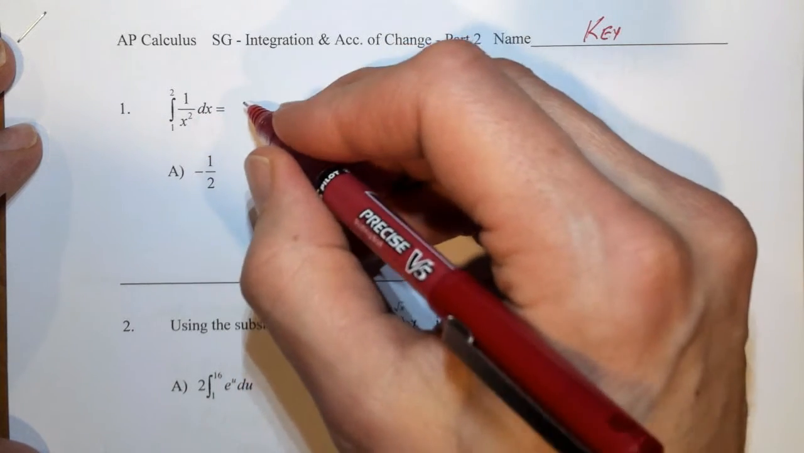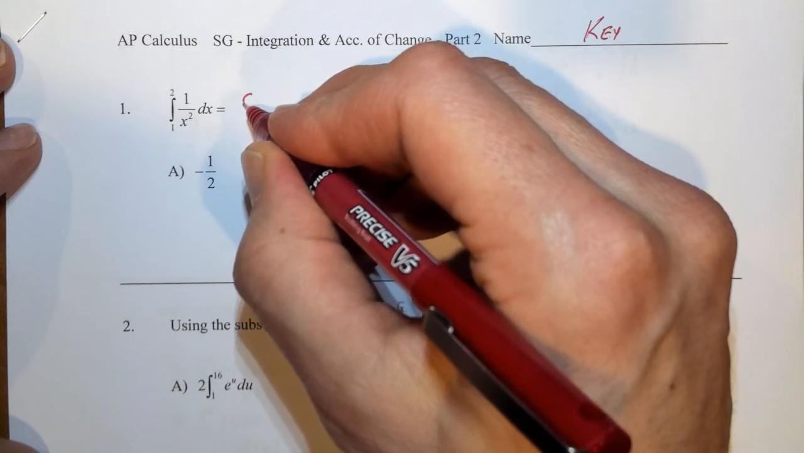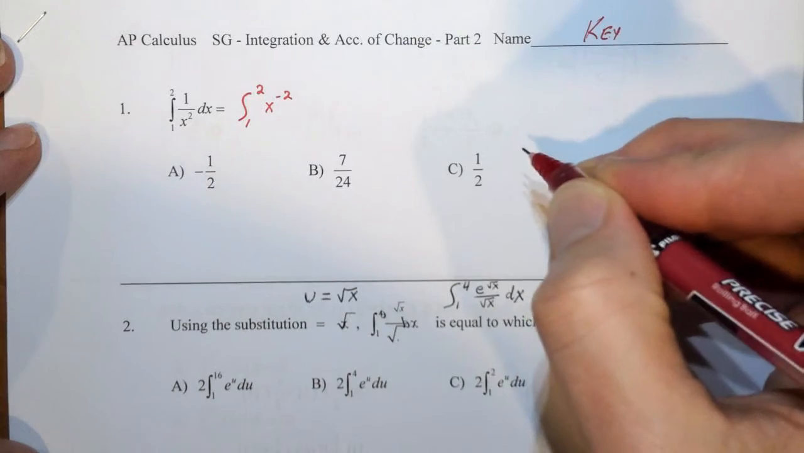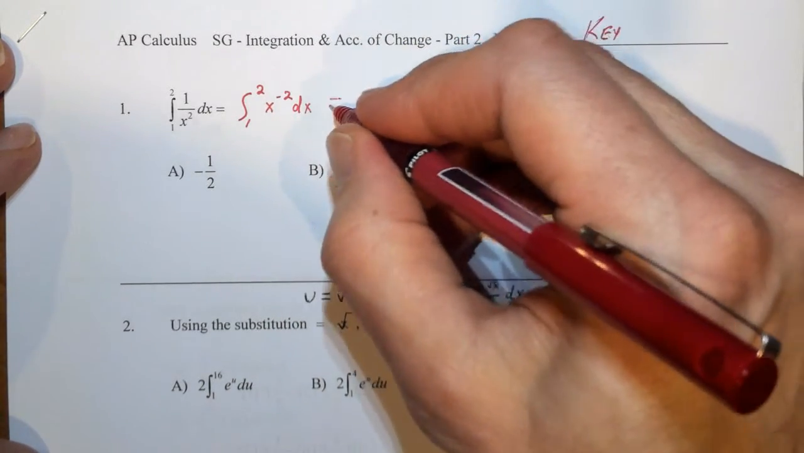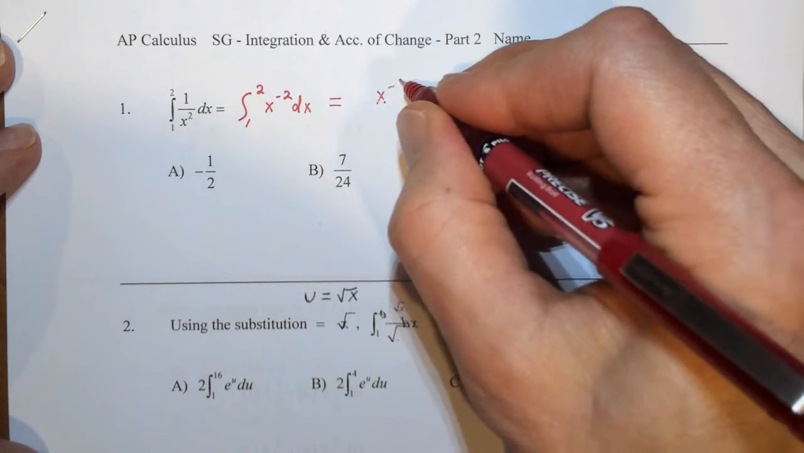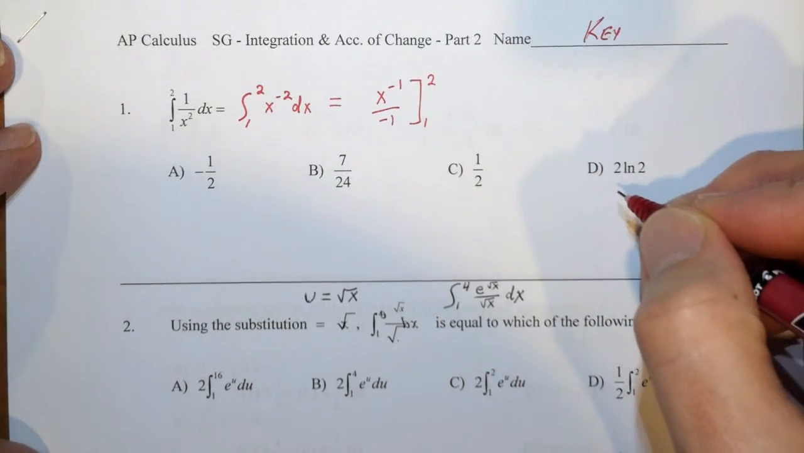So this is one in which we need to rewrite it. We have to make this a situation where we have x to an exponent. So we're going to have to rewrite it as x to the negative 2 dx. Now it's ready to be anti-derived. That's our first step when we do the fundamental theorem of calculus. So that becomes x to the negative 1 over negative 1, and it's evaluated from 1 to 2.